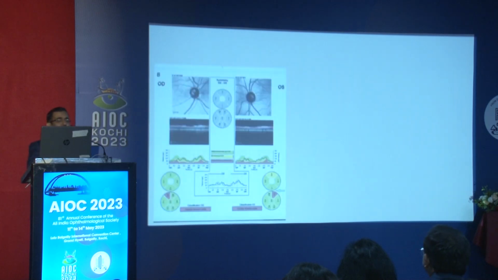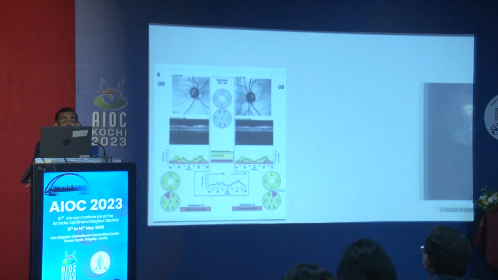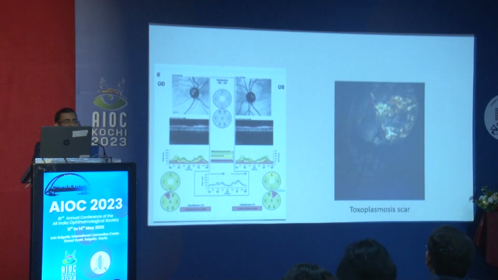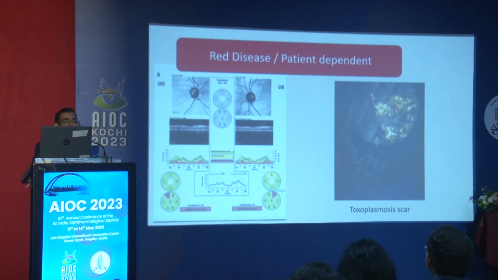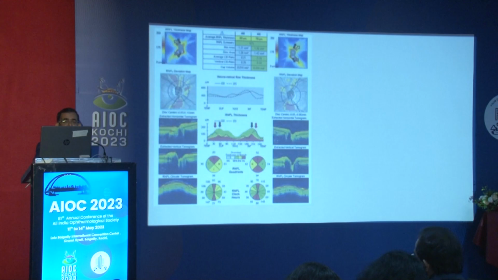Here is a picture from a Heidelberg printout which shows a lot of red areas, and if we see the fundus, we see that this RNFL thinning is due to toxoplasmosis and not due to glaucoma. So it has to be clinically correlated. This is a retinal disease and not glaucoma.